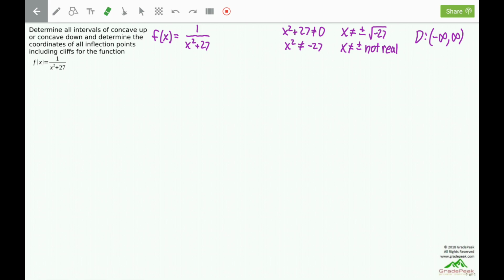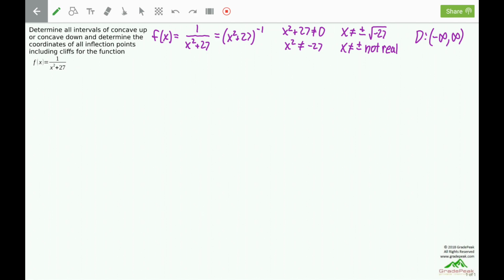The next thing to do is find all candidate numbers. We will need the second derivative for this. We will start with the first derivative. f of x is 1 over x squared plus 27. One option is the quotient rule, but the numerator does not have any x's, so it's better to rewrite this by bringing the denominator up to a negative power. It will be x squared plus 27 in the numerator as a negative 1 power, and the 1 will sit in front of it. It's implied, so we don't need to write it.